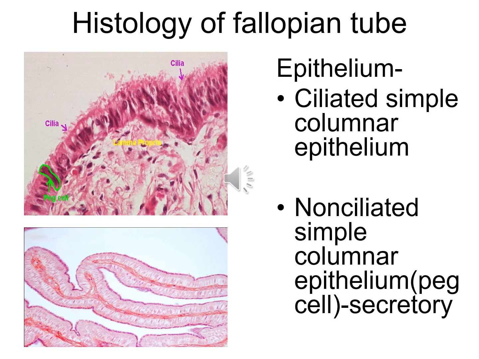The lining epithelium of the fallopian tube is simple columnar epithelium. Few of the cells are ciliated, which helps to move the fertilized ovum towards the uterus. Some other cells are non-ciliated and are called peg cells. They are secretory in function and they nourish the fertilized ovum.